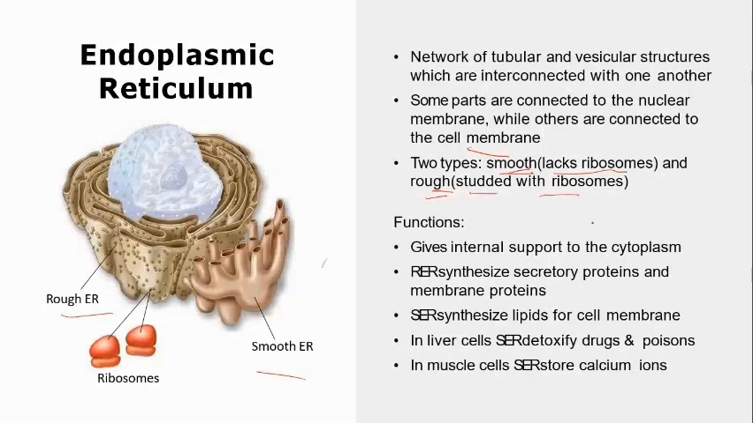Now, the function of the ER: it gives internal support to the cytoplasm. The rough ER synthesizes secretory proteins and membrane proteins. The smooth ER synthesizes the lipids for the cell membrane. In liver cells, the smooth ER detoxifies drugs and poisons. In muscle cells, the smooth ER stores calcium ions.